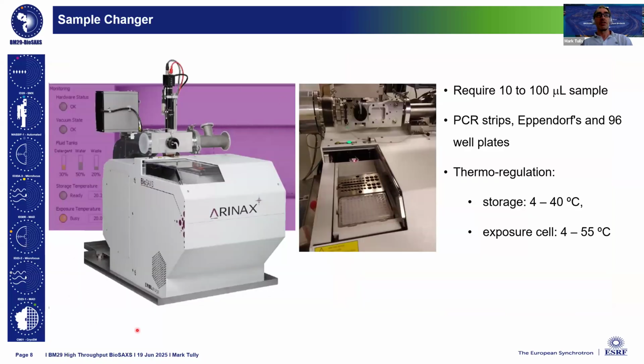This sample exchange robot was originally developed at the BM29 with help from EMBL Grenoble, and is now found in P12 in Hamburg and B21 Diamond. We require about 10 to 100 microliters of sample, and we can put the sample within PCR strips or Eppendorfs or a 96mm plate. We can thermoregulate the storage, so we store samples, and we can have different temperatures for the exposure unit as well. So we can vary the temperatures if necessary.